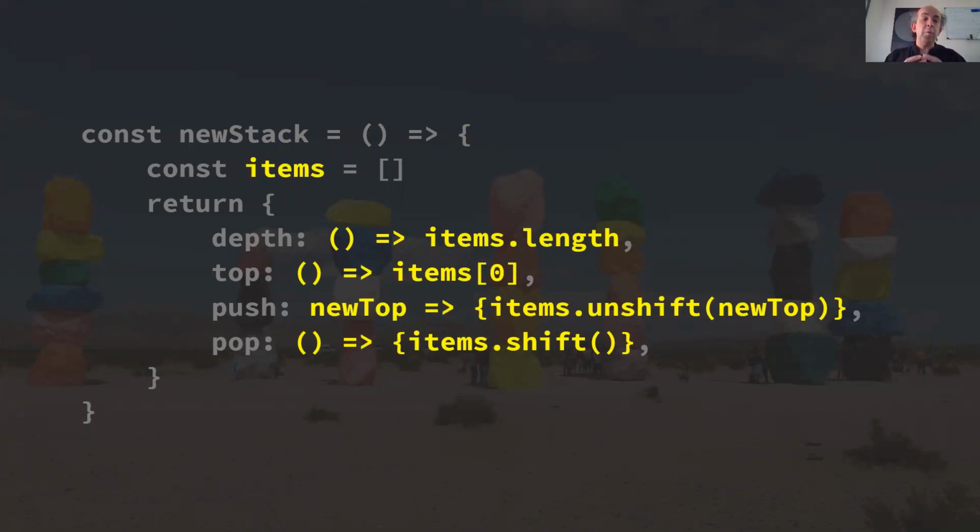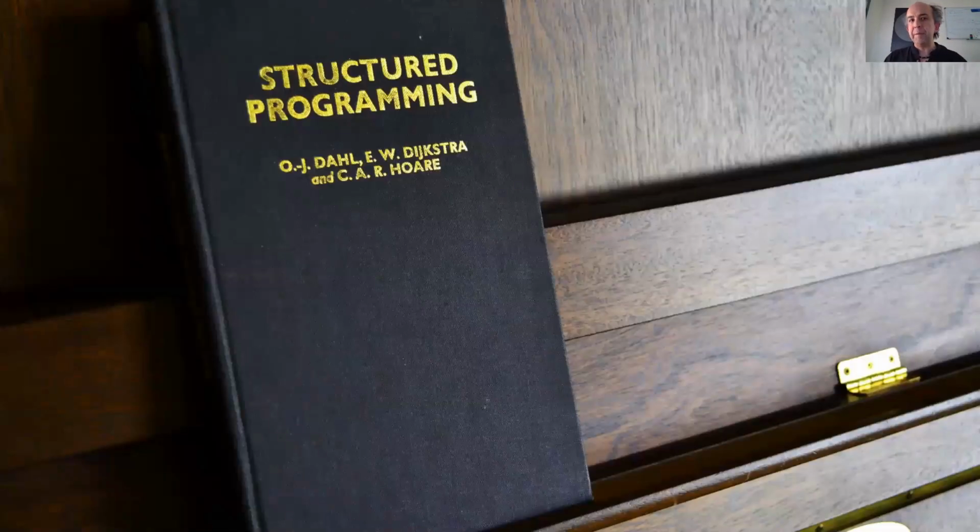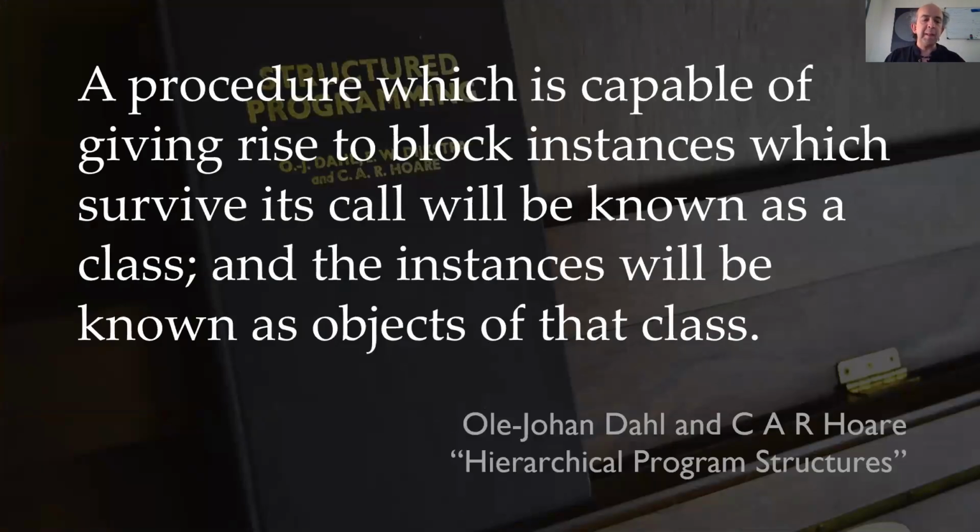And so therefore, we're returning a set of operations that is bound to change an operation on a private variable. That variable lives on beyond its block. And this actually turns out to be a foundational idea in structured programming, block structured programming. As it's described, one of the most fundamental ideas: a procedure which is capable of giving rise to block instances which survive its call will be known as a class, and the instances will be known as objects of that class. So this is in structured programming. Ole-Johan Dahl, one of the joint inventors of Simula 67, and Tony Hoare, talking about hierarchical program structures.